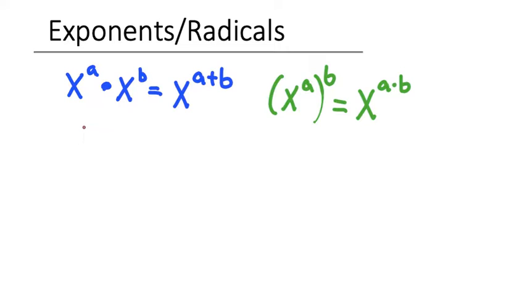If we had the two bases dividing, x to the power of a divided by x to the power of b, we would subtract the exponents together and keep the base. This will be x to the power of a minus b.